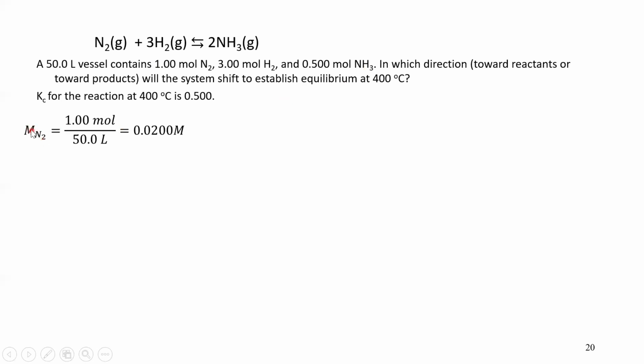Well, the molarity of nitrogen, or the molarity of anything, is moles per liter. So for nitrogen, we have 1.00 moles in 50 liters. So the molarity of nitrogen is 0.0200. So using this as a model, calculate the concentration of hydrogen and then calculate the concentration of ammonia. Make sure you show your work.